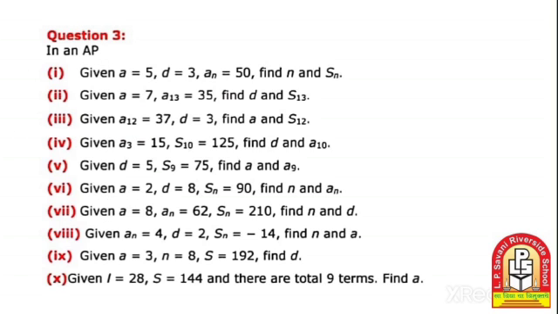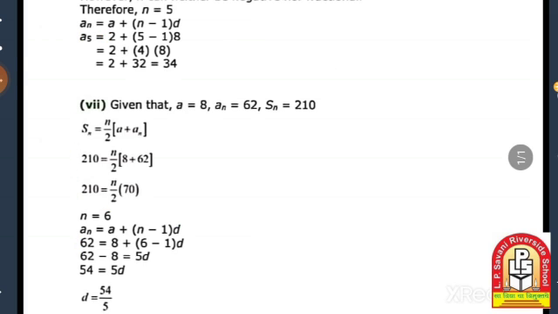Now part (ii), a is equal to 8 and an is equal to 62 and Sn is equal to 210. So we have to find n and d from the solution. So a is equal to 8 over here, an is equal to 62 and Sn is equal to 210. Put that value in Sn.